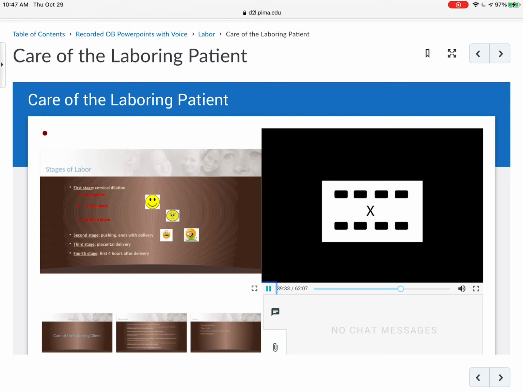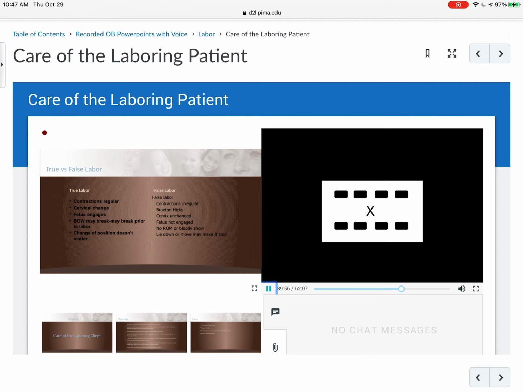In transition, which is the last phase, you'll see where it's like, oh my God, I can't do this. And sometimes they throw up and sometimes they get shaky. It's a very difficult phase where they need a lot of support. The second stage is all the pushing. It ends with delivery. The third stage is the placental delivery. And the fourth stage is the first 4 hours or 2 to 4 hours after delivery, depending on the facility as far as how long you keep them in the recovery room.